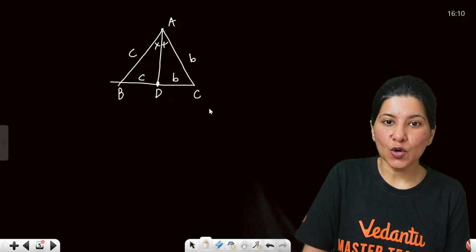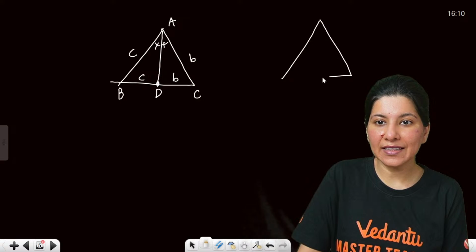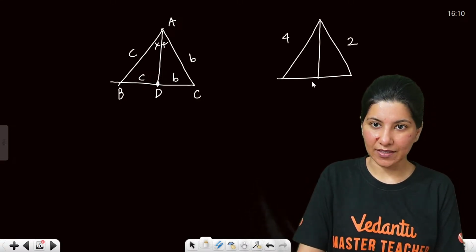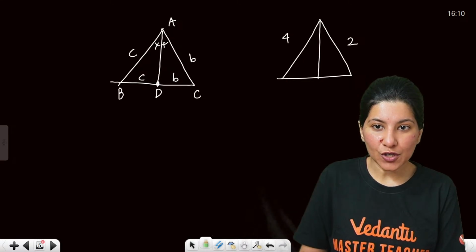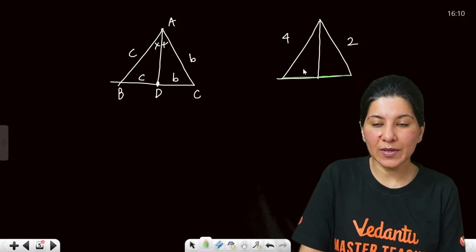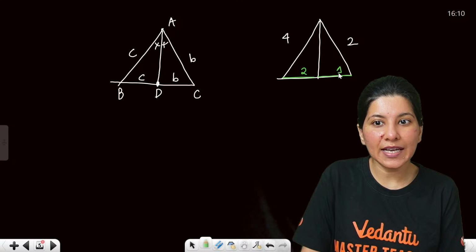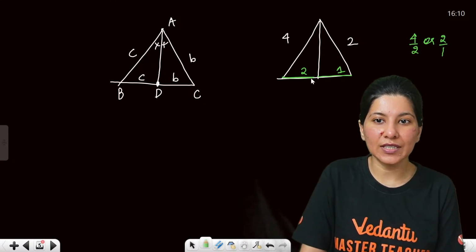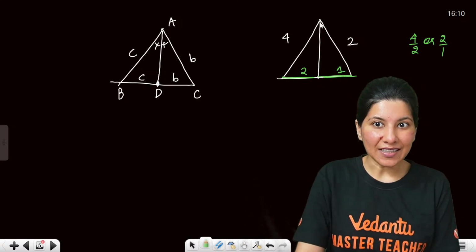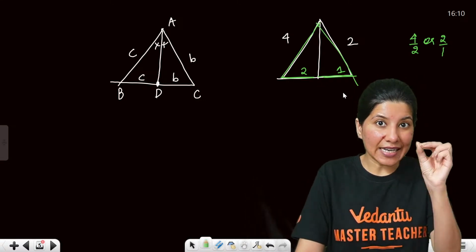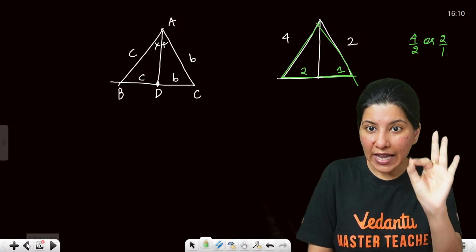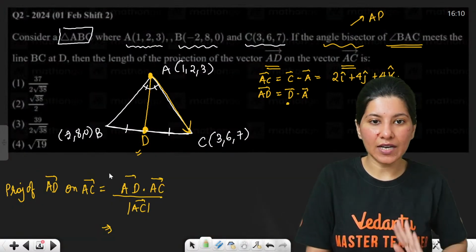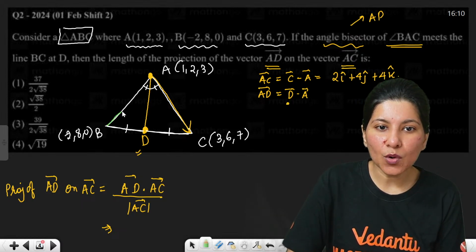Suppose this length is 4, this length is 2 and this is your angle bisector, then the ratio of this to this will be 4 is to 2, or 2 is to 1. So basically the lengths of the adjacent sides will be in this ratio. Okay, let's understand. Can you tell me what is the length of AB?